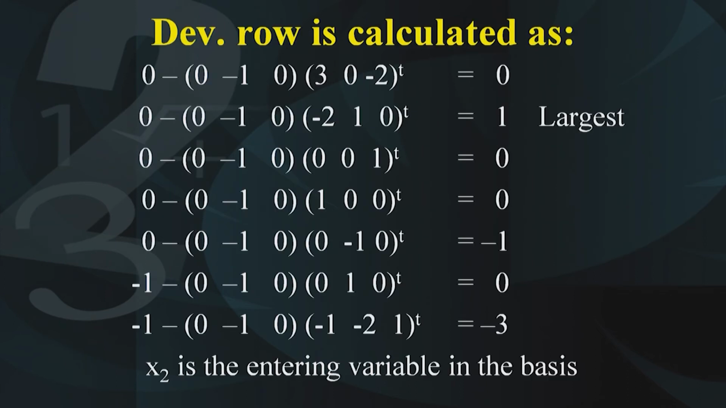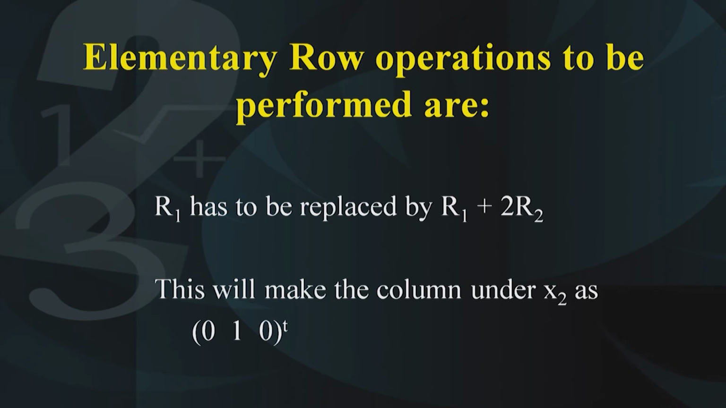Okay. And again we will perform the elementary row operations in order to make this pivot 1 and the other entries zeros. So, what are the elementary row operations? You need to perform only one elementary row operation, that is right. That elementary row operation is R1 has to be replaced by R1 plus 2R2, and with this operation our pivot column will become 0, 1 and 0.